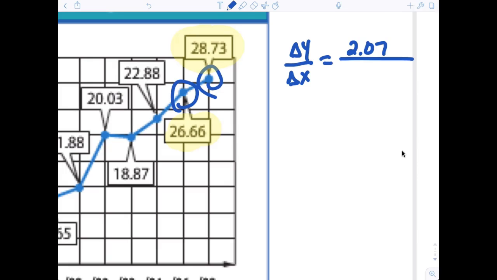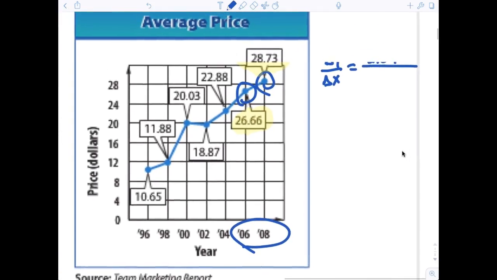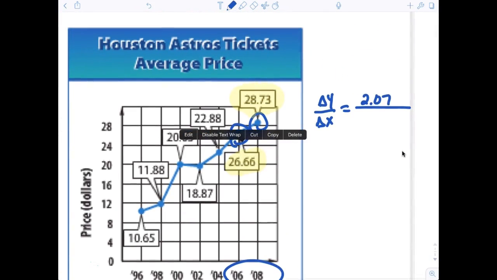That's exactly right. You subtracted 2873 from 2666. Now, who can tell me what change in x is? What's change in x? Don't shrug your shoulders. 2, because we went from 6 to 8, which is how many? 2. So there we have it. So delta x is 2. All right? So the slope is equal to 1.035. Anybody have any objections to that?